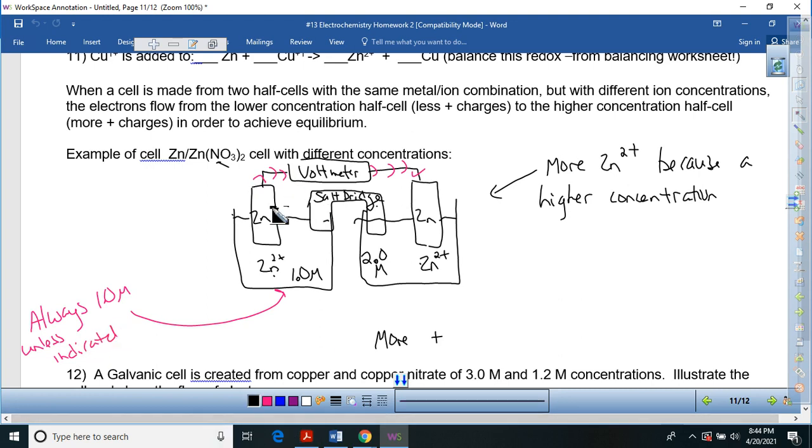Now, because this side is losing electrons, loss of electrons is oxidation. Oxidation is at the anode. That means the lower concentration side is the anode, and it makes the higher concentration side the cathode. Okay, so you should be able to do 12 and 13 now. And once you've completed all of these, I can post a key for you so you can go back through and check your work.